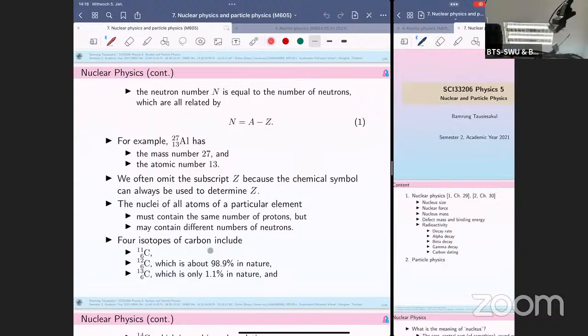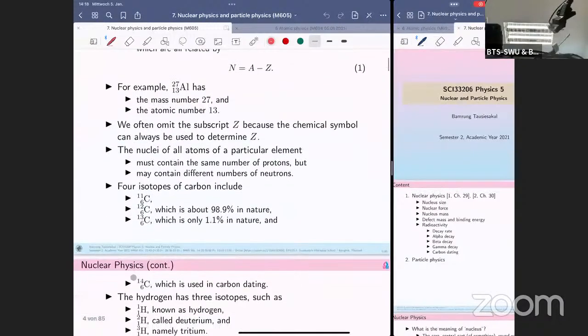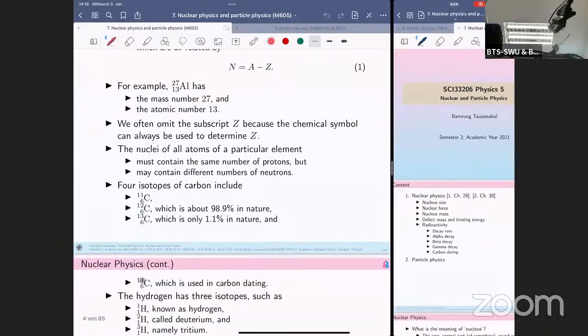Carbon 12, you know, carbon has 6 protons, and that's why you can see the number 6 here at the left subscript position. Carbon 13 is around 1.1% in nature. It's not easily found, but it exists. We also have carbon 14, which is used in carbon dating. In general, a mix of several isotopes can be found on Earth.